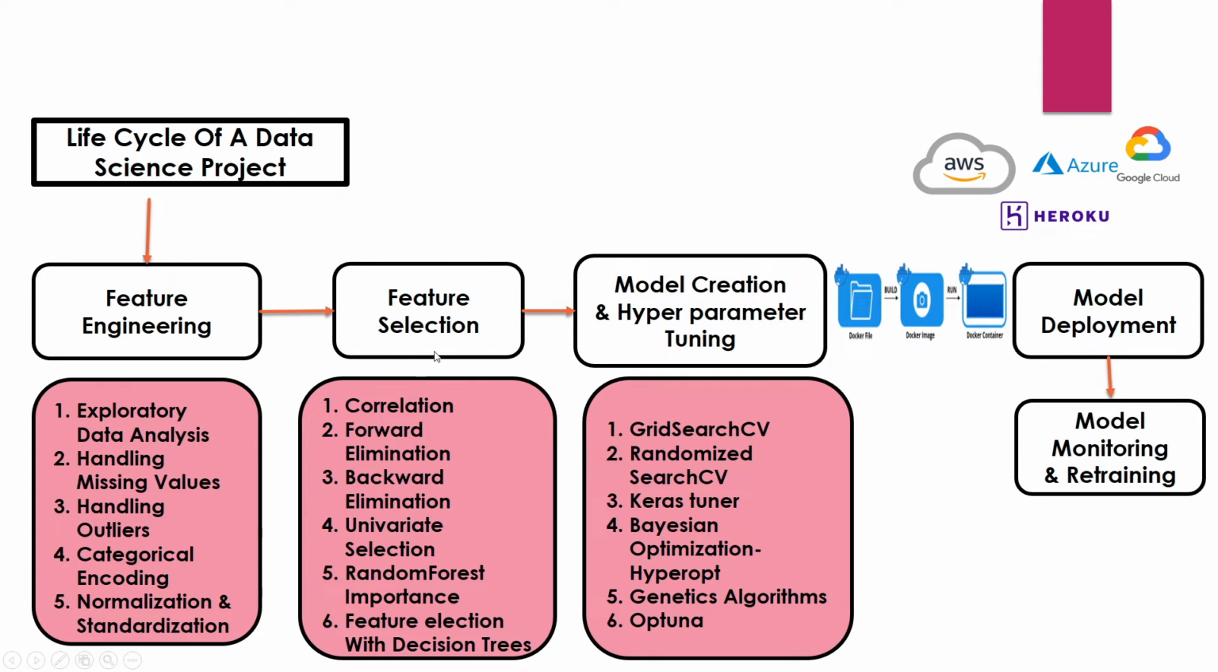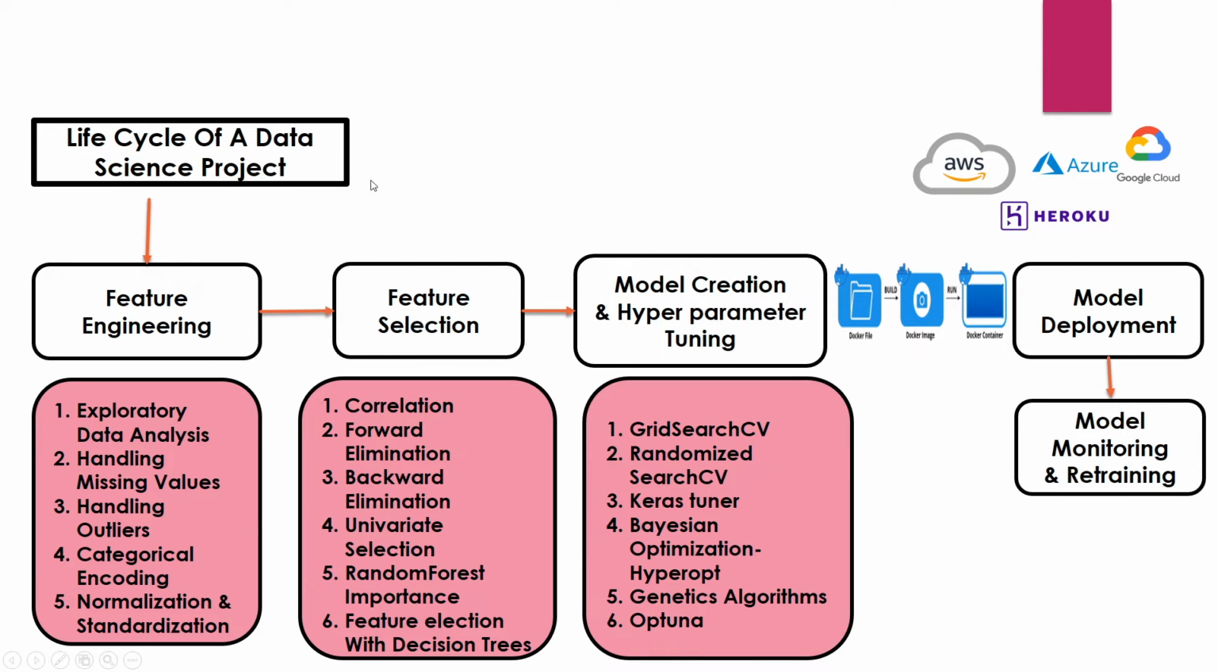Then you basically have feature selection. In feature selection, you have correlation, forward elimination. Feature selection is nothing but trying to understand how many features are important from a specific data set. Do we need to take the entire data set, or can we solve this entire problem statement with fewer features? That is what we use this for.